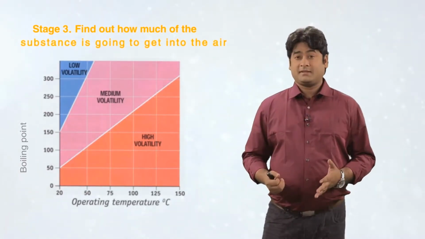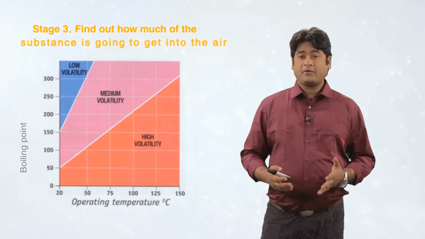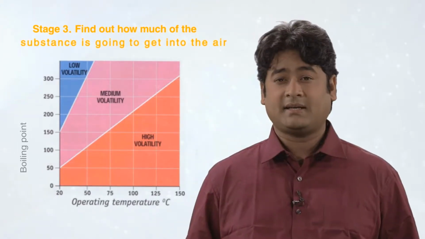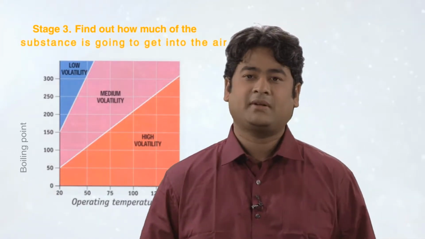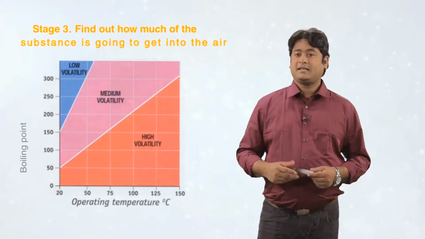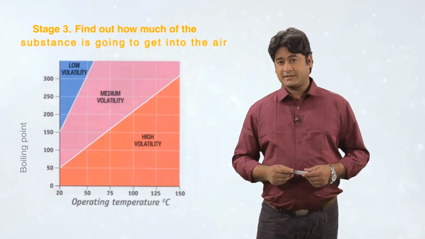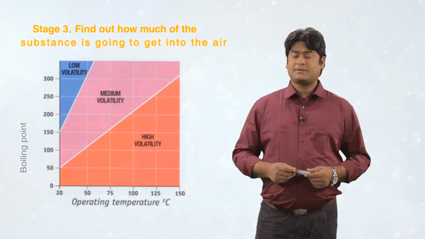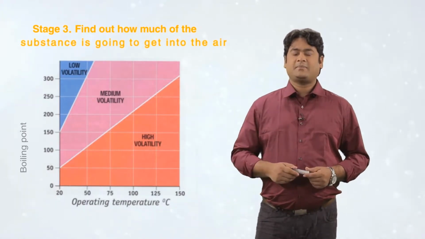Now if the chemical is a liquid, the volatility is the key. How will we identify whether the volatility of this particular chemical is high, low or medium? It is actually written in the safety data sheet, but it has a direct relation with the operating temperature as well.